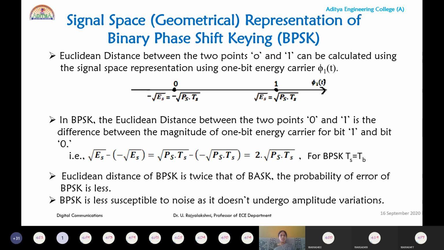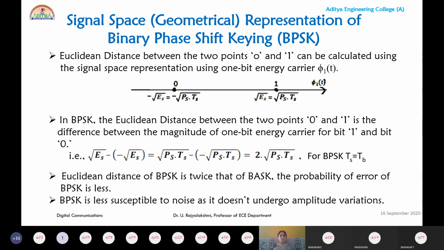So what is the Euclidean distance of BPSK compared to ASK? Here it is 2 into root Ps Ts, that is twice that of ASK, because in ASK the Euclidean distance is root Ps Ts. So you are increasing the Euclidean distance compared to the ASK signal. I already told you that as the Euclidean distance increases, the probability of error reduces. So what is the advantage of BPSK? The probability of error is less.